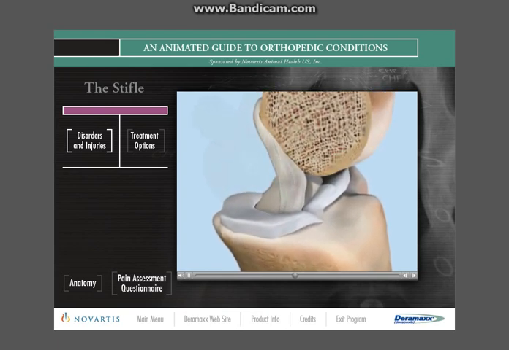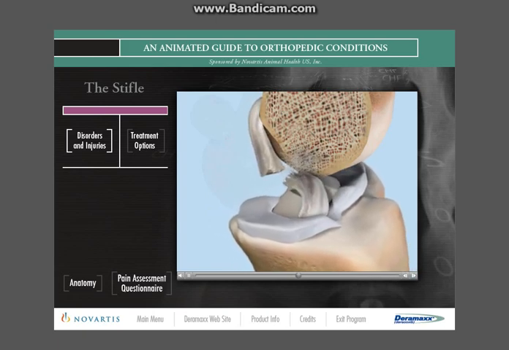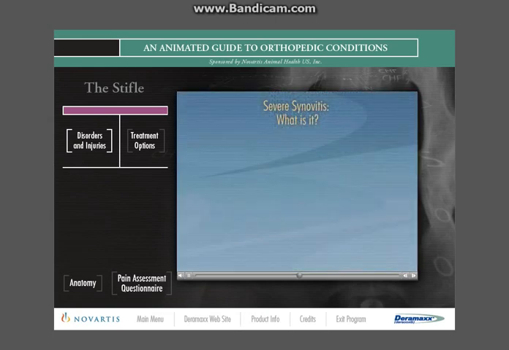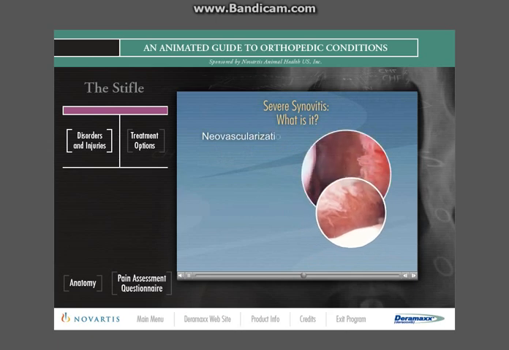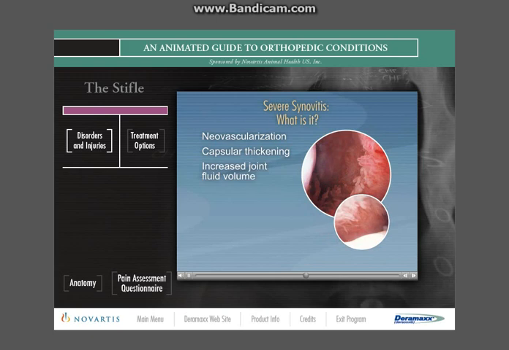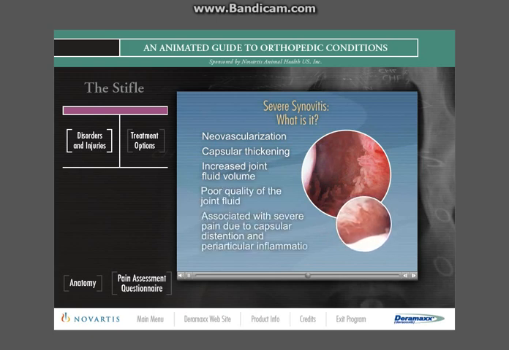The degenerative process is most severe in the central core of the ligament. Integrity of the ligament is compromised and it ruptures under stress. A CCL rupture, as well as other degenerative joint conditions, routinely cause synovitis, an inflammation of the joint lining. Typified by neovascularization, capsular thickening, increased joint fluid volume, and poor quality of the joint fluid, synovitis is associated with severe pain due to capsular distension and periarticular inflammation.